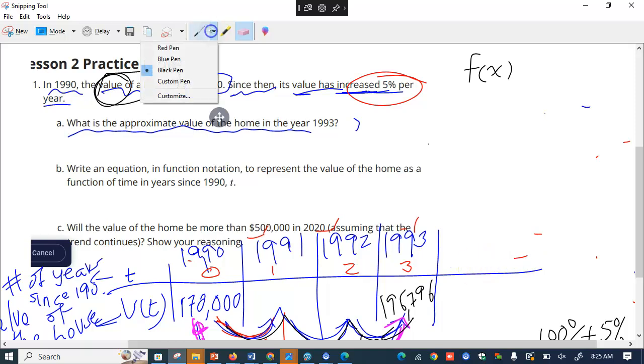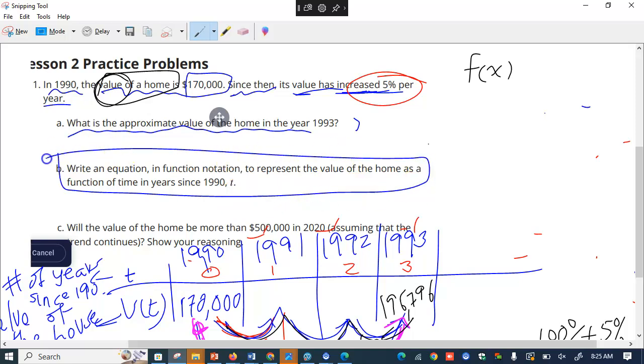Okay. So this is what we are trying to figure out. Write the equation in function notation. So we'll write V(T), value of the home. What that means is the value of the home T years since 1990. See, the house was bought in 1990.